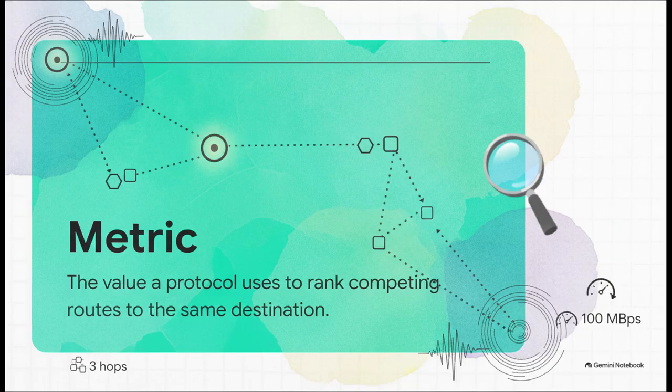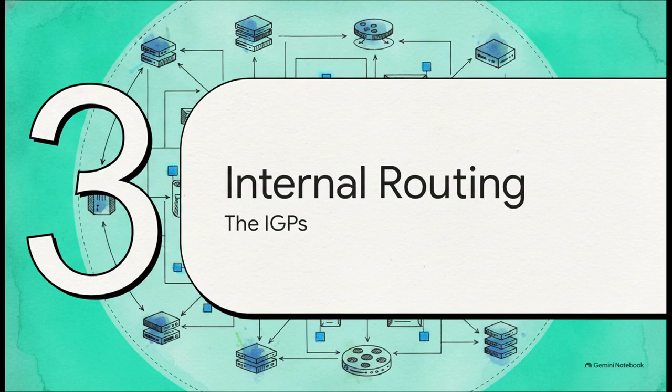Finally, we have the metric. When a protocol finds multiple different paths to reach the exact same destination, the metric is the value it uses to rank them and pick the winner. The really interesting part here is that different protocols measure this best path in completely different ways. One protocol might just count the number of routers in the way, while another looks at the actual physical bandwidth speed of the cables.